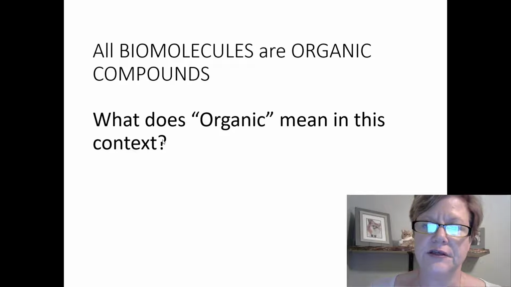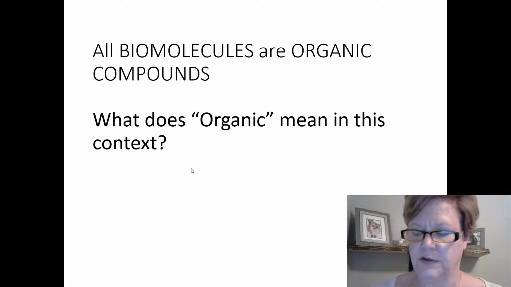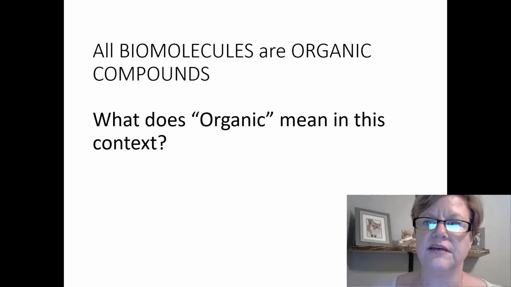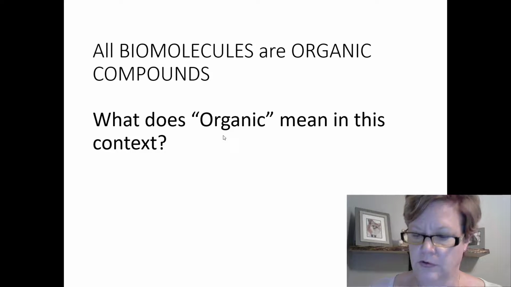So organic in this context does not mean grown without pesticides, which would be a different way of using the term organic. In this case, organic means carbon-based. So when you take organic chemistry, it's chemistry based on carbon molecules.